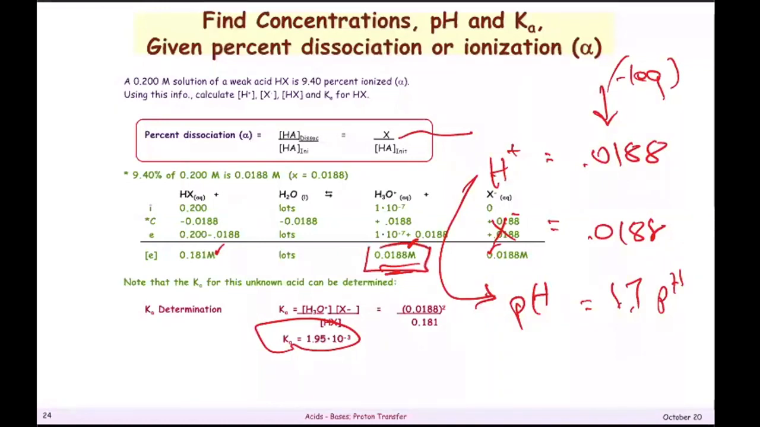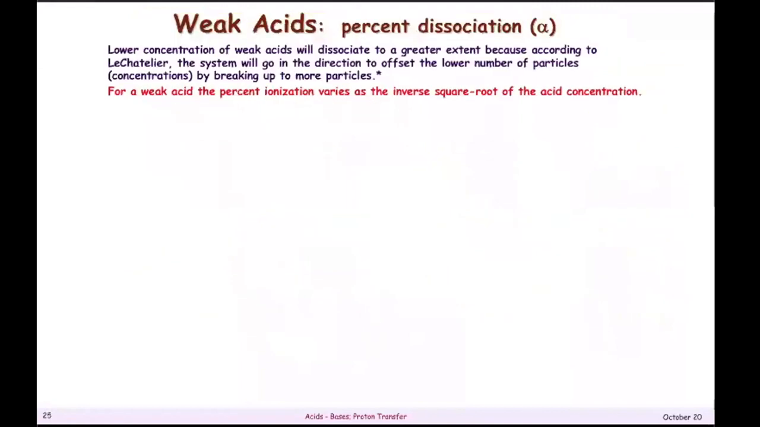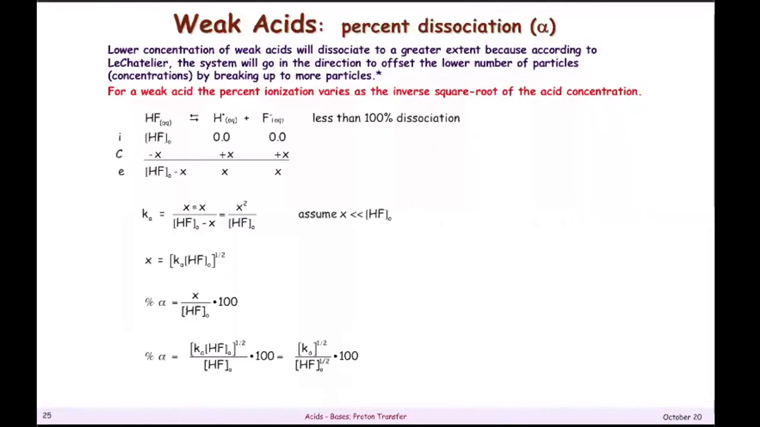Okay. So that is what the percent dissociation gives you. It's another way of figuring out what chemistry occurs for the weak acid. This right here gives you information about percent dissociation. And this is, again, an example. And the reason why I show this, don't worry about its derivation. Just know this equation right here.